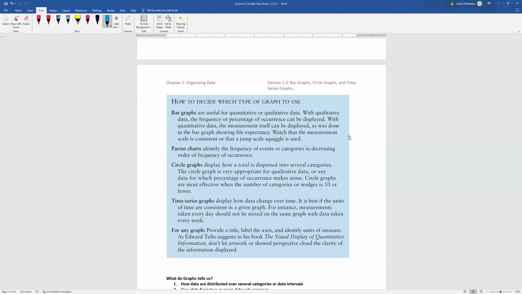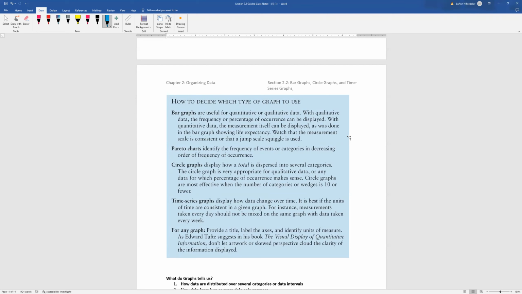Pareto charts identify the frequency of an event or categories in decreasing order of frequency of occurrence. That's really just for nominal data a lot of the times. Circle graphs display how a total is dispersed into several categories. The circle graph is very appropriate for qualitative data or any data for which percentage of occurrence makes sense. Circle graphs are most effective when the number of categories or wedges is 10 or fewer. The more wedges you have, the more complicated it is to even see what the circle graph is doing.